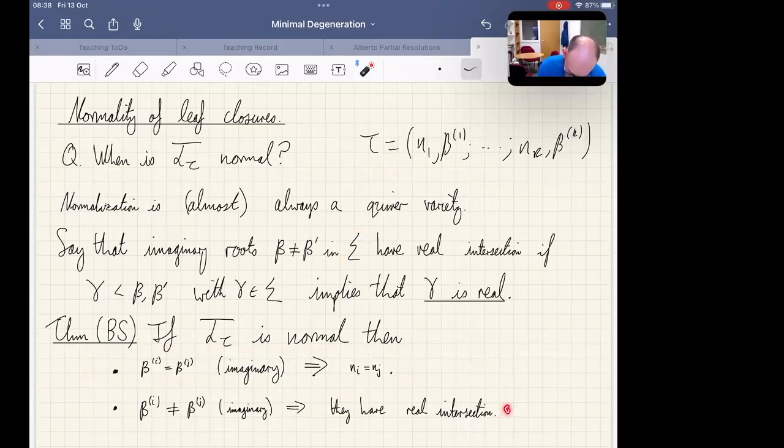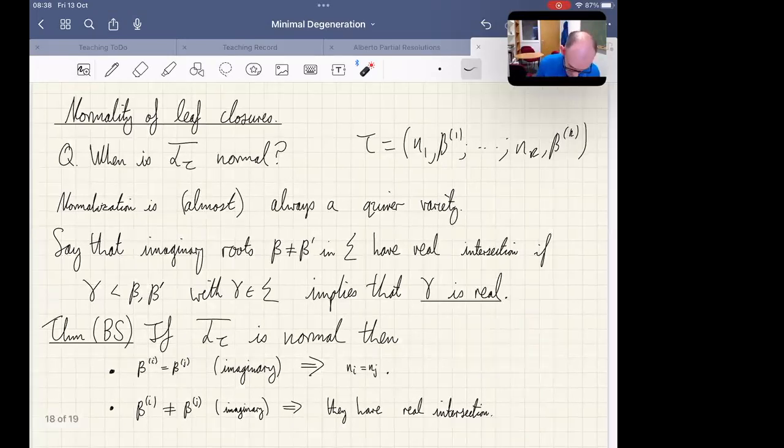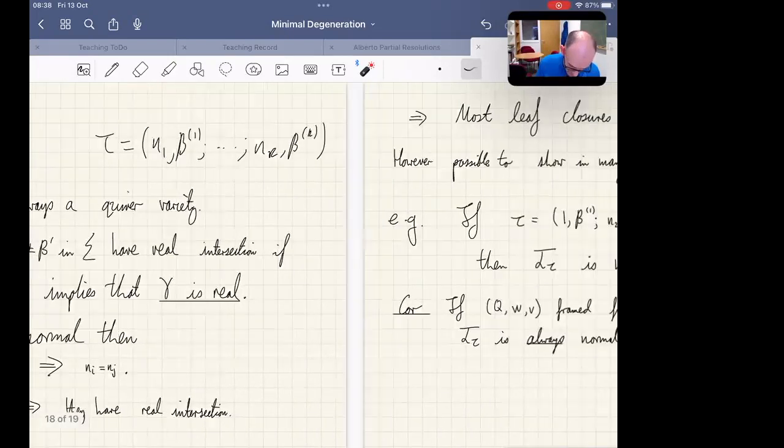And then the second condition says that if I have a pair of non-equal imaginary roots, then they have to have this real intersection property. Okay, so when you start to write down examples, these are very strong restrictions. And so what you find is that actually most leaf closures are not normal inside these quiver varieties. Okay, so somehow that's the bad news.